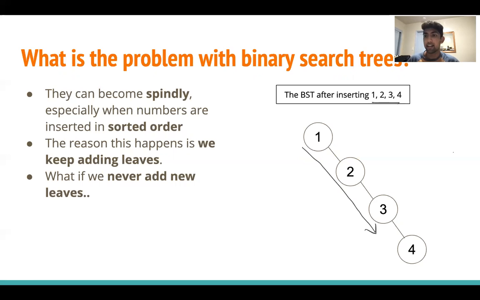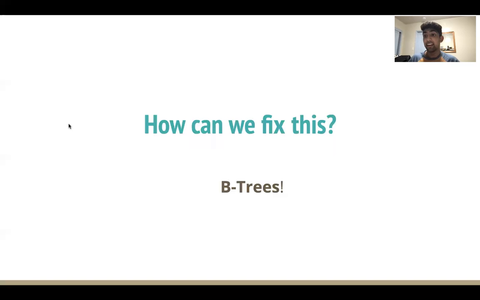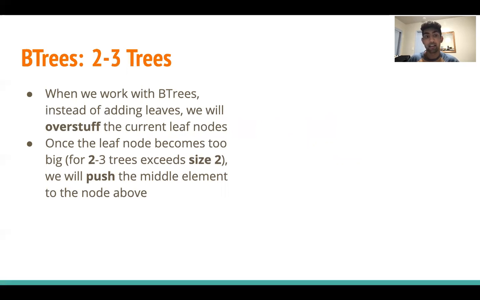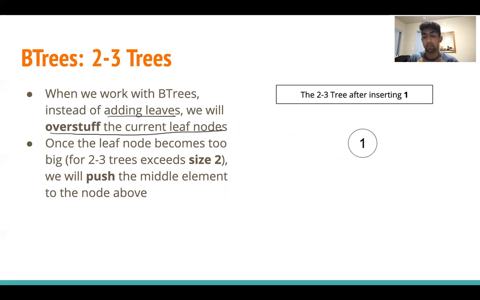So a kind of crazy idea here is, what if we think of some sort of tree where we don't need to add new leaves? This idea is actually implemented and has a name, it's called a B-tree. How it works is, instead of adding new leaves, we're going to overstuff the current leaf nodes. So let's walk through a quick example so we can gain intuition for what's happening.